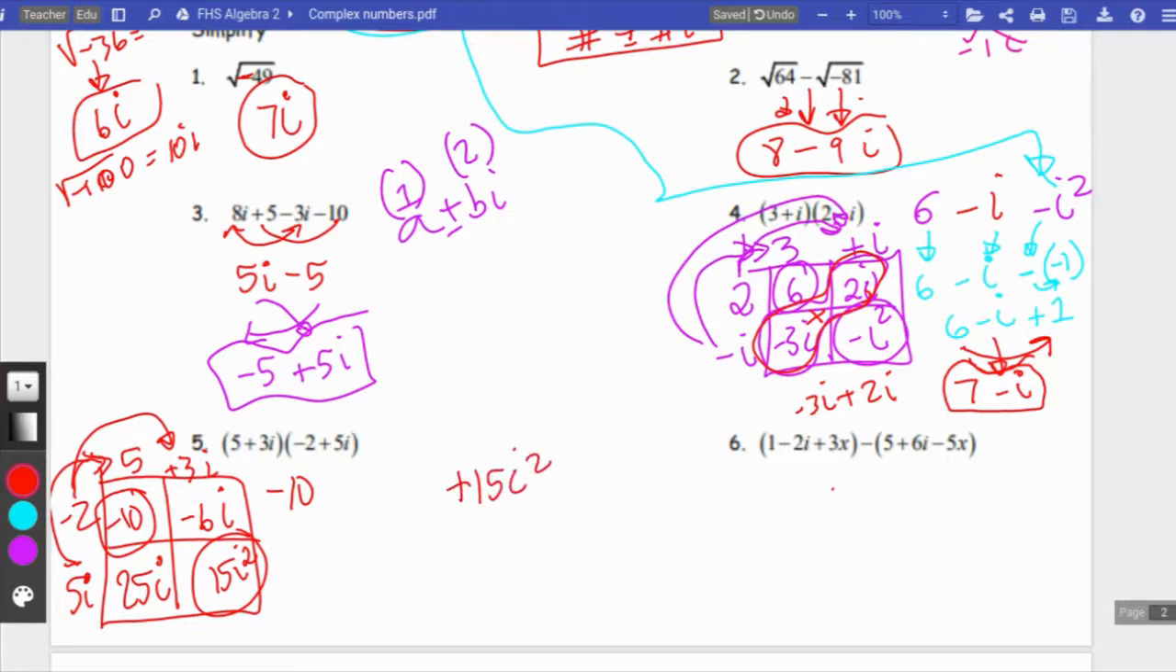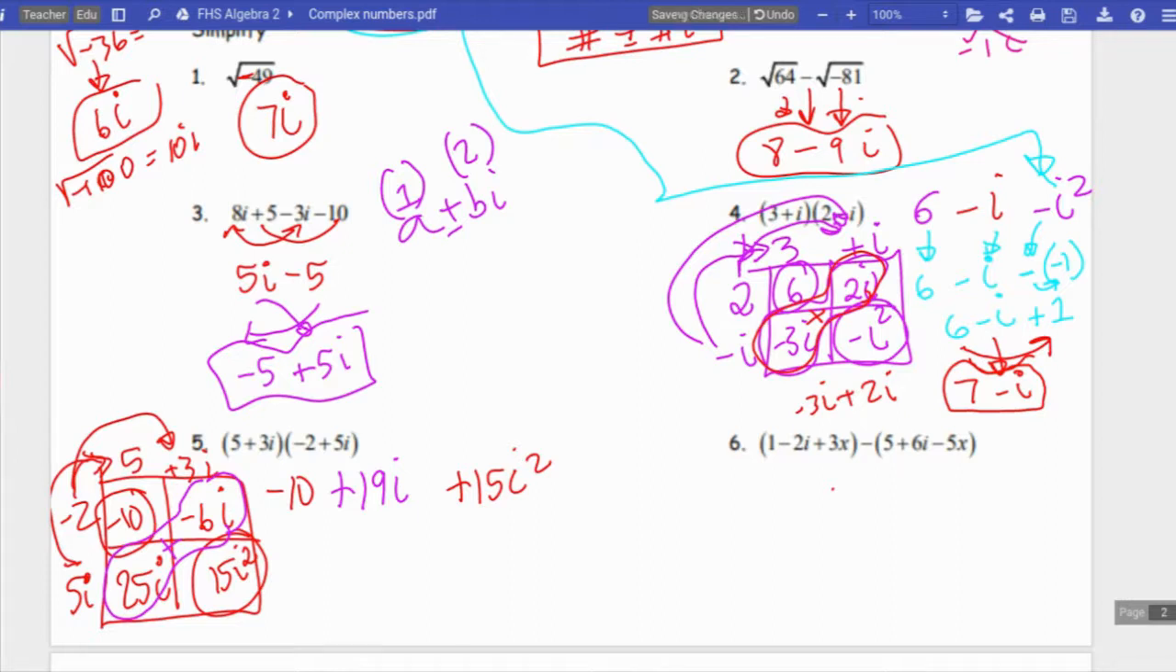Great. Next, what you're going to do is add these numbers right here. So 25 minus 6, you get 19i.